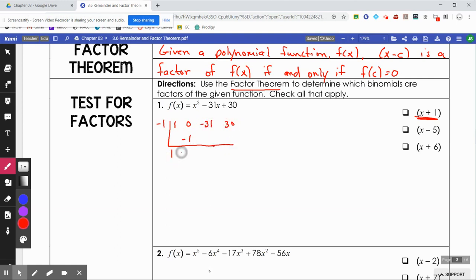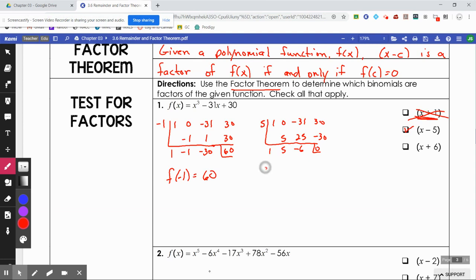Bring down 1, multiply, combine them, multiply. -30 gives me a positive 30, which gives me a 60. So according to the remainder theorem, f of -1 is 60, so that is not a factor. Let's see if x minus 5 is a factor. So 1, 0, -31, and 30. Bring it down, multiply, combine them, multiply. -6 gives me -30, 0 remainder. So x minus 5, yes, is a factor because f of 5 is 0.